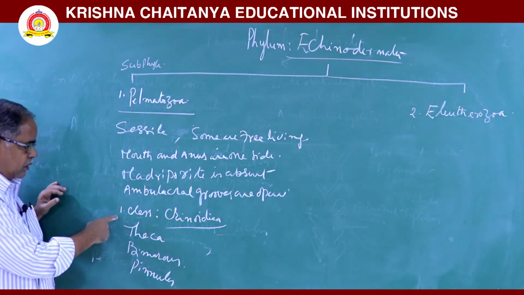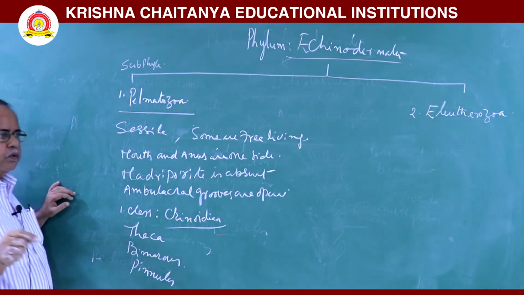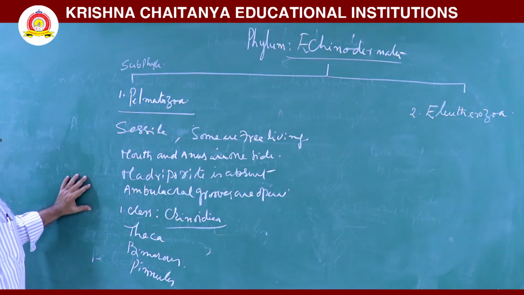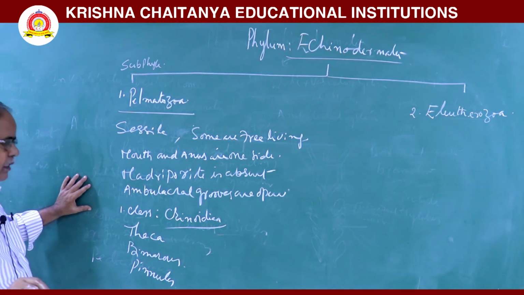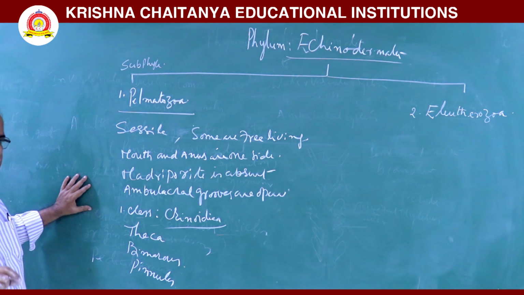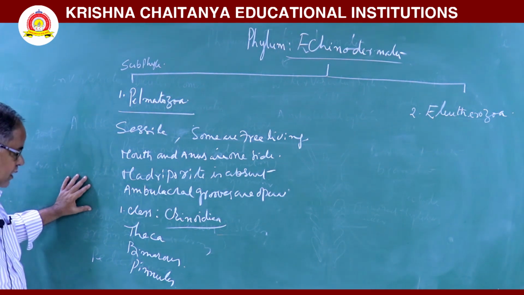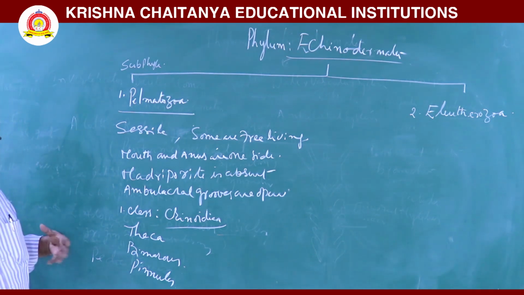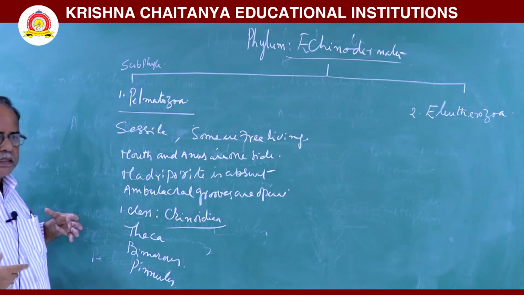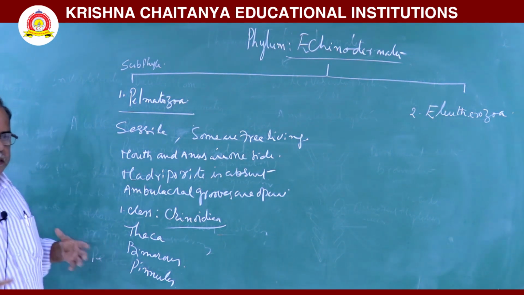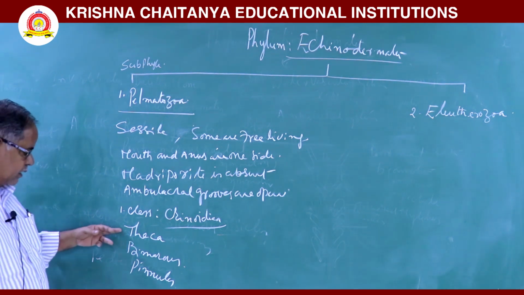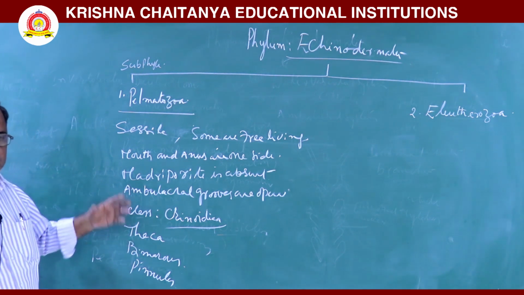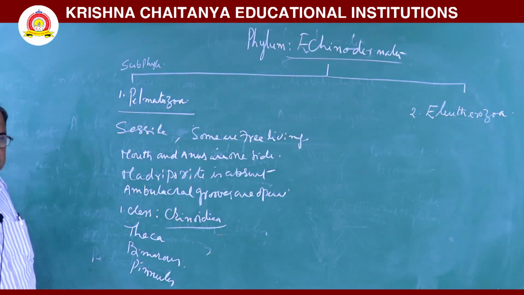In this class Crinoidea, primitive animals are there. Some are free living, some are sessile. Sessile ones are sea lilies. Free living ones are feather stars. Here in this animal, the viscera is surrounded by a rigid calcareous test that is called a theca.